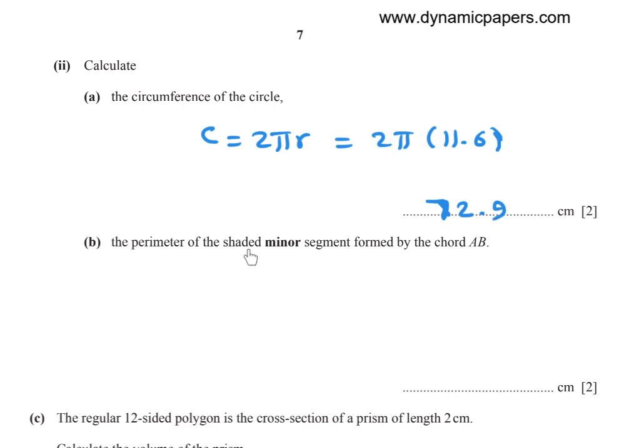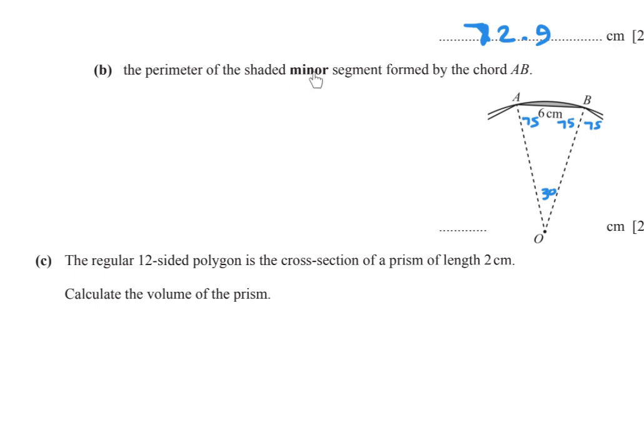B, the perimeter of the shaded minor segment formed by the chord AB. To find the perimeter of the shaded minor segment, we need to find the length of the arc AB plus 6 cm, because we have an arc and a chord. To find the length of the arc AB, the angle, which is 30, over 360 times the circumference of the circle, which is 2 pi times 11.6.